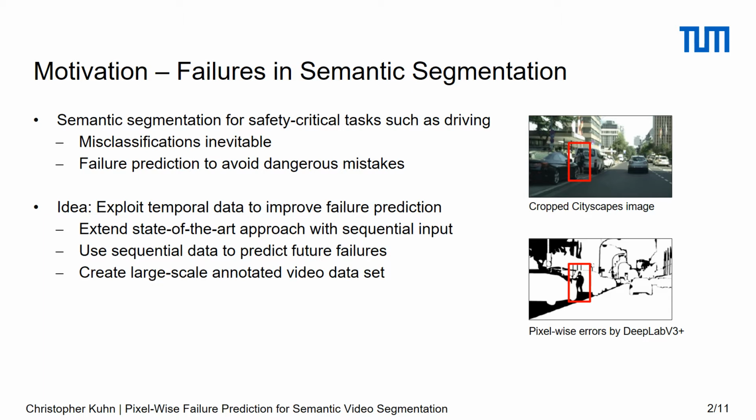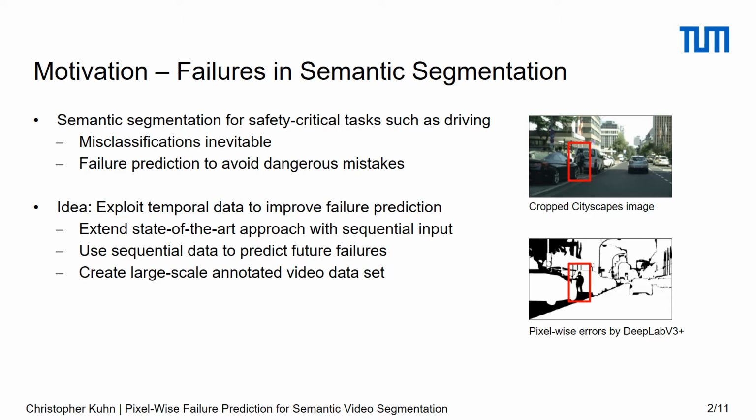As an example, look on the right at the sample image from the Cityscapes dataset. At the bottom, you can see the pixel-wise errors made by the state-of-the-art DeepLabv3+ architecture. The pedestrian hidden between the cars is completely missed. Failure prediction can be used to detect these misclassifications and avoid any decisions that would endanger that pedestrian.